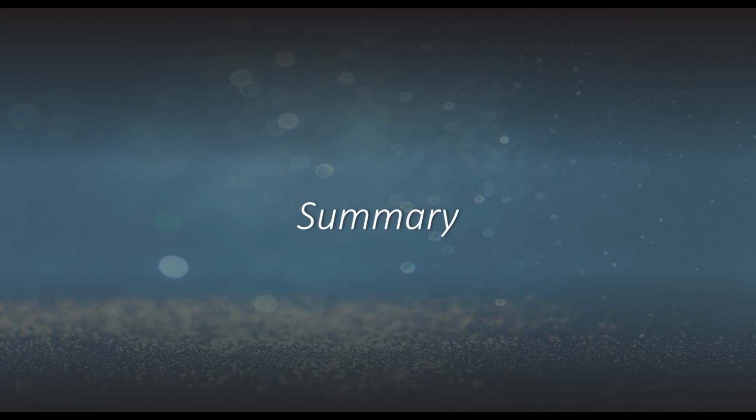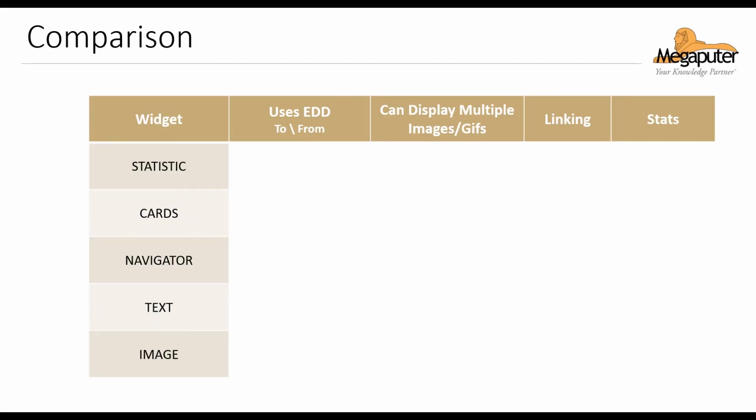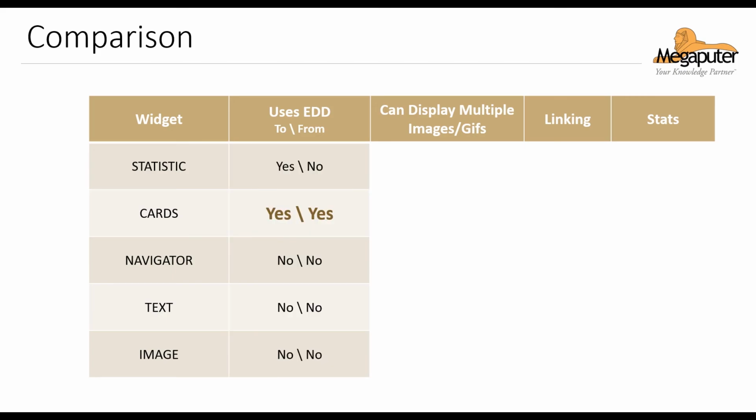Finally, let's wrap up with a quick summary of the widgets. Here's a comparison chart of the widgets based on four main features, with the first being about whether or not it can utilize enhanced drill down. As you can see, only the cards widget can do both, and the stats widget can only receive filters. Next is whether or not they display images and GIFs. We can see that all these widgets can, with the exception that the image widget can only handle one image.